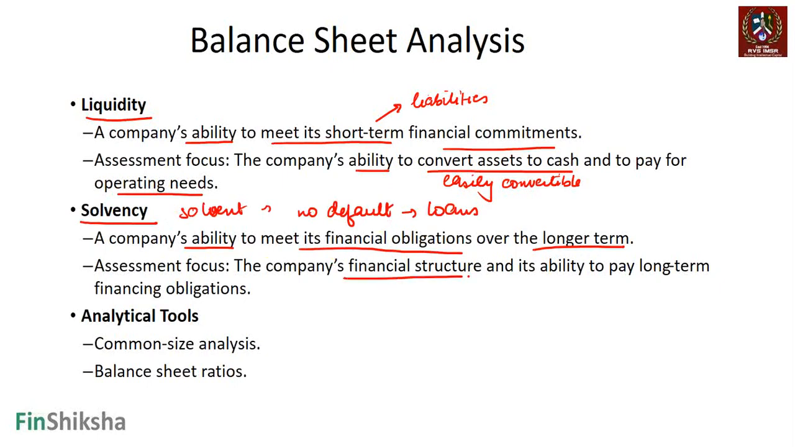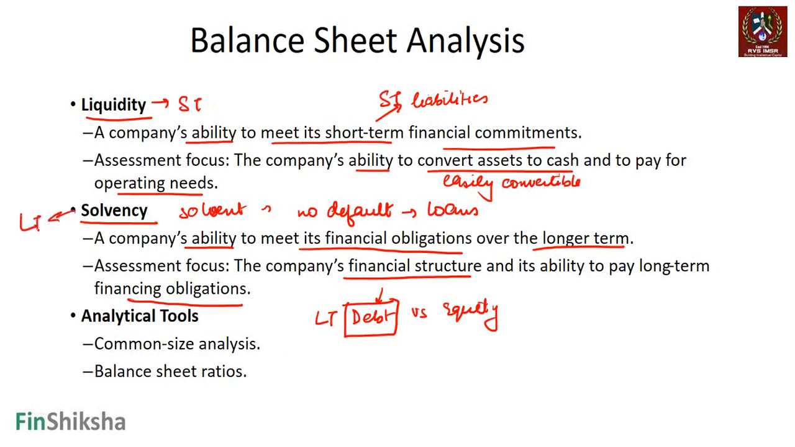The company's financial structure is the key focus here. You have to find out how much debt the company has versus the equity. So how much of the financing is happening from debt and its ability to pay those long-term financing obligations. That's what we have to identify. So how much money does the company make in order to be able to manage the long-term debt that the company has here? So liquidity is basically the short-term game. Solvency is the long-term game.